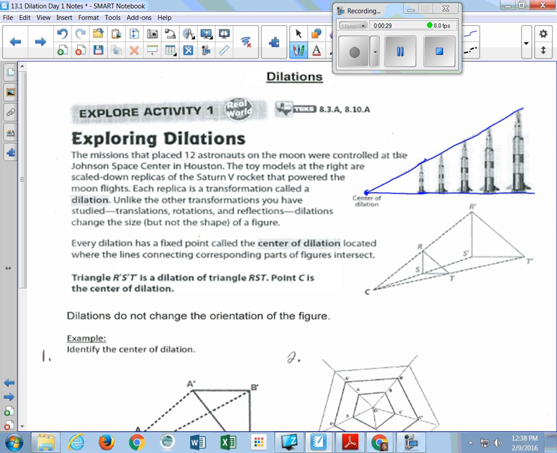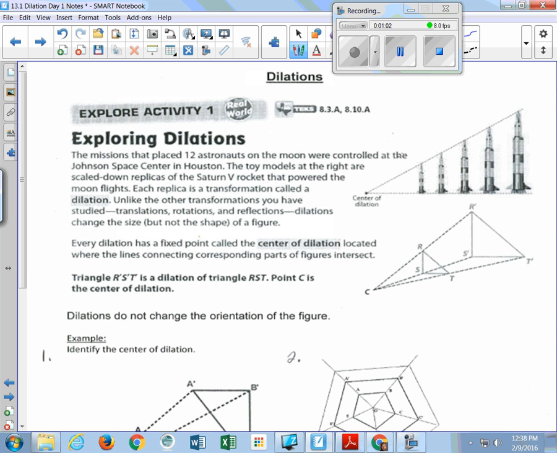Every dilation has a fixed point called the center of dilation. It's located where the lines connecting corresponding parts of the figures intersect. So I could actually make a triangle out of each one of those. Those could be different size triangles, starting with the smallest, then going up to another one, and just all the way till I got to the biggest one. Okay, but it all has the same center of dilation.